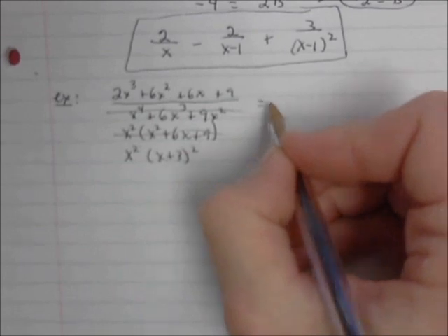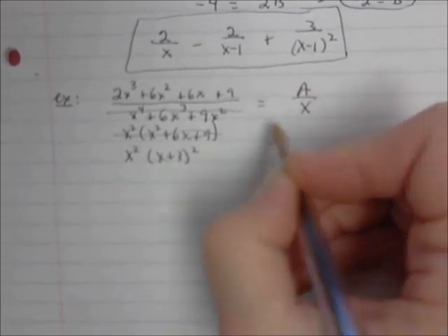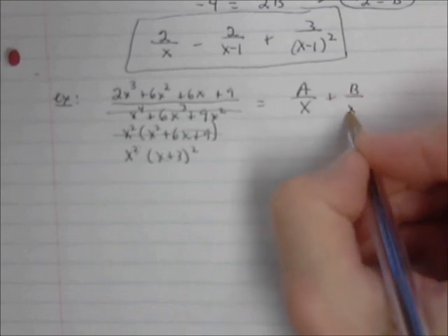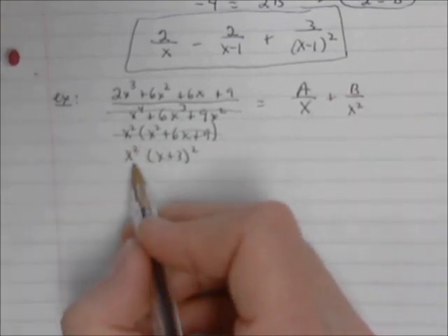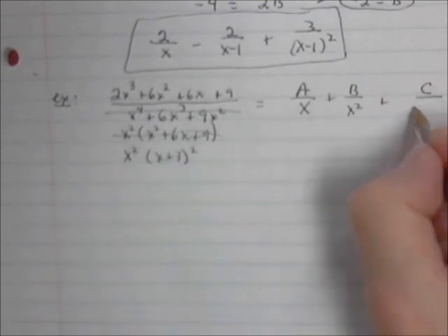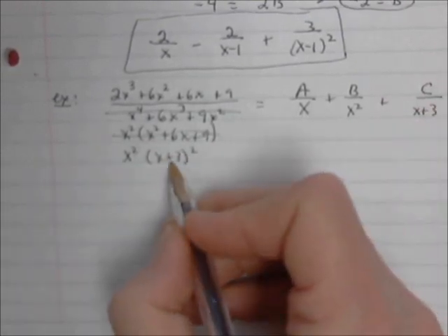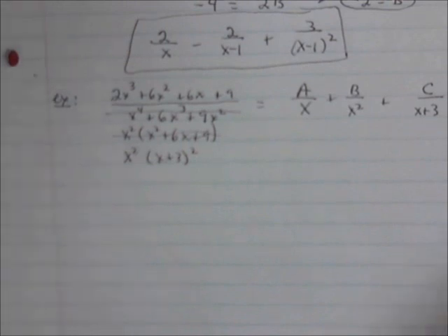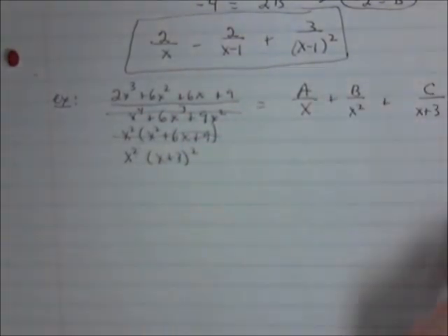So we're going to have a setup with an a over x to the first plus b over x to the second. That takes care of the first repeated linear factor. Now I have c over x plus 3 to the first, plus d over x plus 3 to the second. So now we have 4 variables to solve for, but it's really not much different than the other ones we've been doing. It just takes a little bit longer because we have an extra constant.